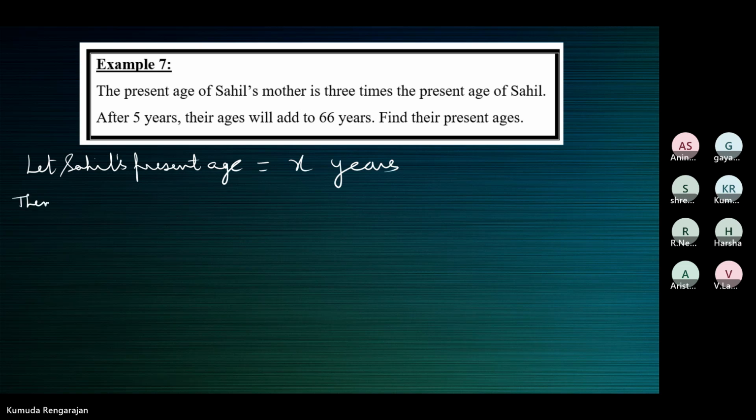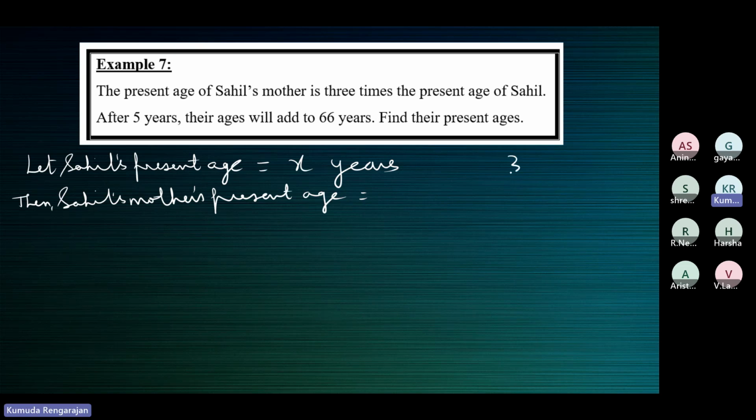Then Sahil's mother's present age would be 3 times the present age of Sahil. So what will that be? 3x, because 3 times Sahil's age. 3 times meaning 3 into, not 3 more than. 3 more than is plus 3. 3 times. So 3 into Sahil's age, x, which means 3x years.